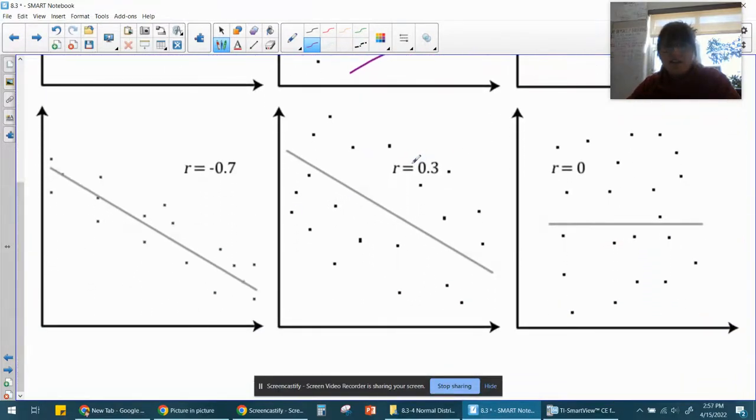And then this should actually have a negative in front of it. So a negative 0.7 and a negative 0.3, same sort of shape, they're just trending downward.